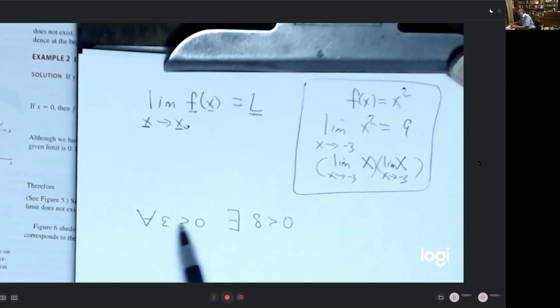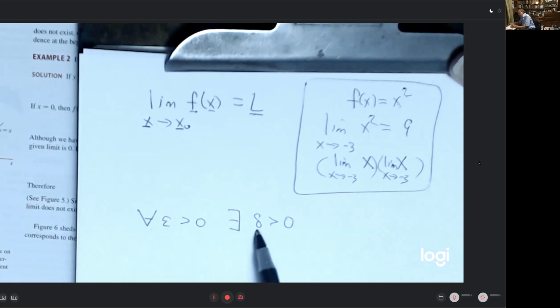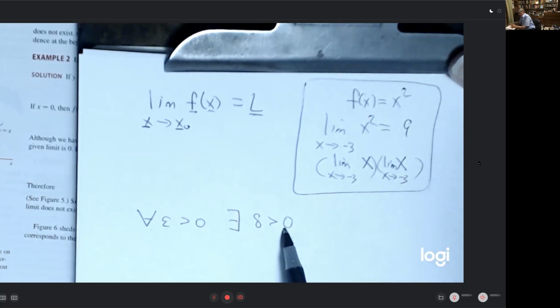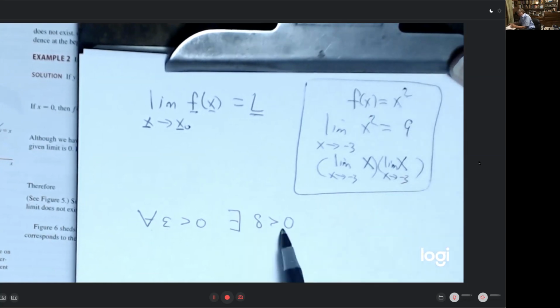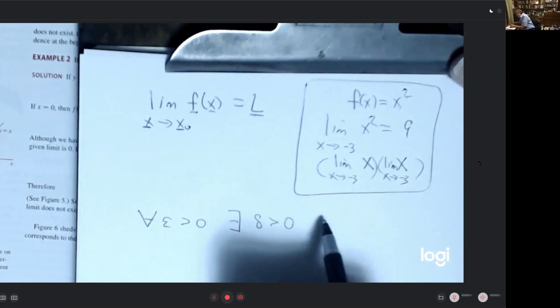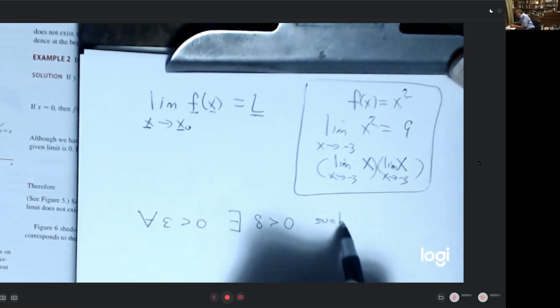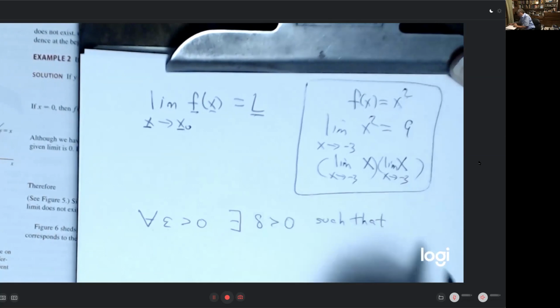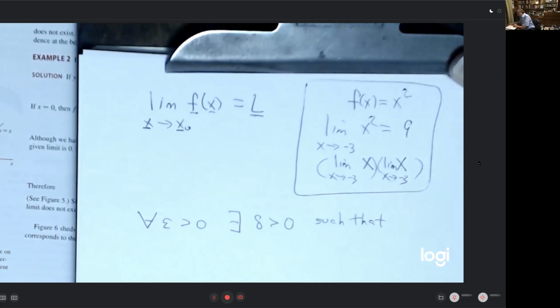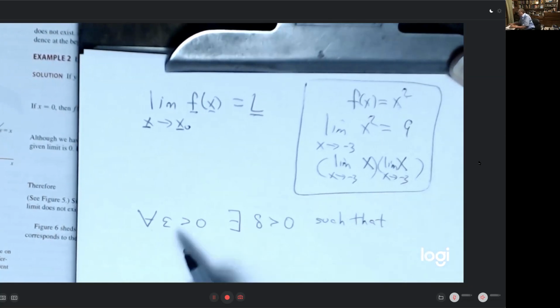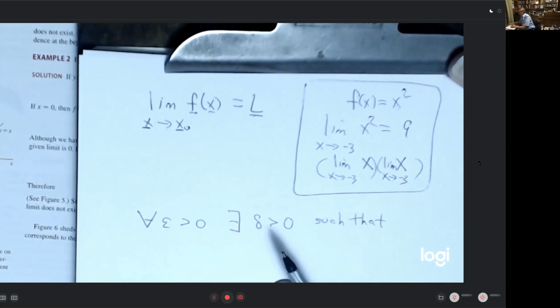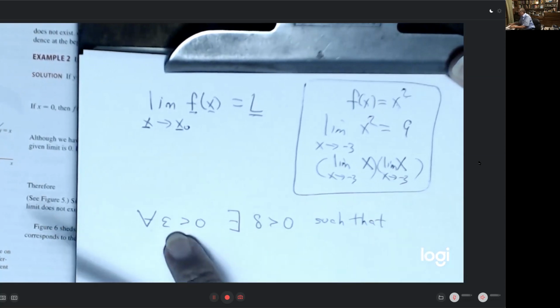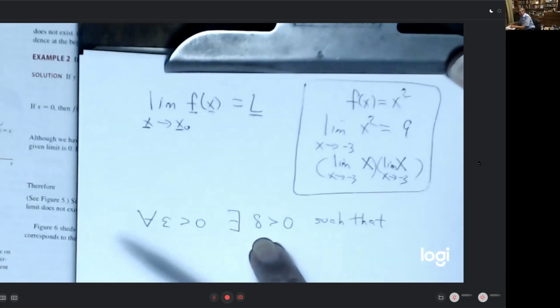For every number greater than 0, there's another number. Could be the same, could be different, don't know. There's another number greater than 0. And then I might write out "such that", there's also symbols for that too, but I don't want to give you too much trouble. So for every one of these, there's one of those.